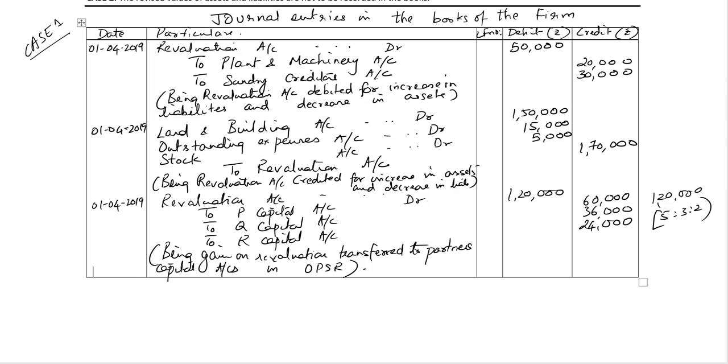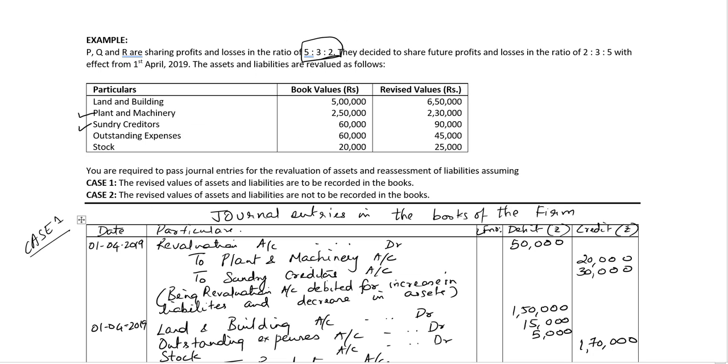So this is the answer for case 1, when the revised values of assets and liabilities are to be shown in the books. So to be more precise, the values at which these assets and liabilities will be shown in the books are these revised values.